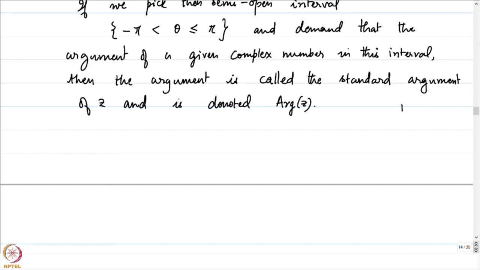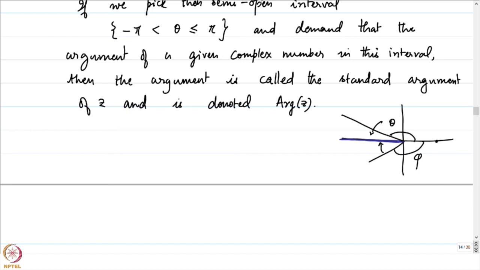If you notice, the argument here is in this manner, and the argument here will be in this manner, right? So if we approach the negative real axis from below, this theta will be going closer and closer to minus pi, and if we go in this direction, the theta will be going closer and closer to pi. So on the negative real axis, there is going to be a discontinuity here.